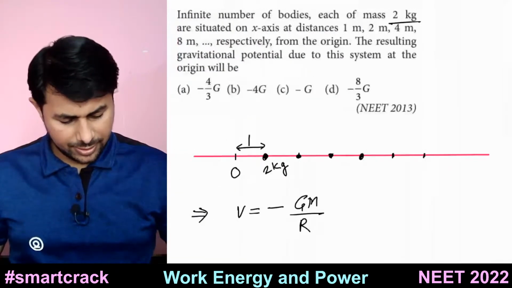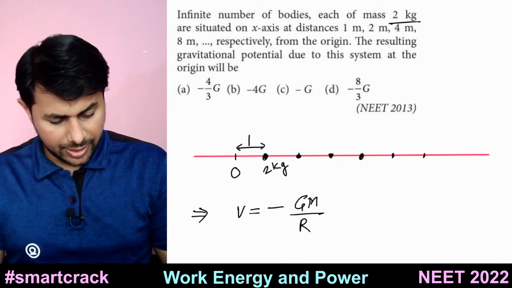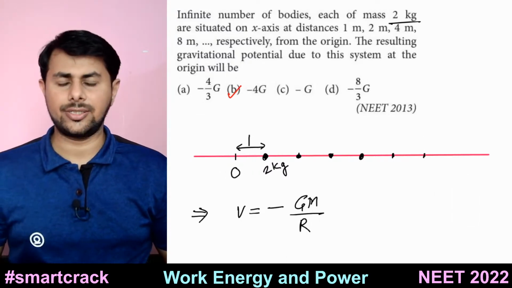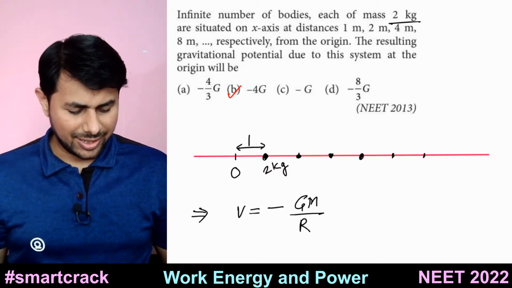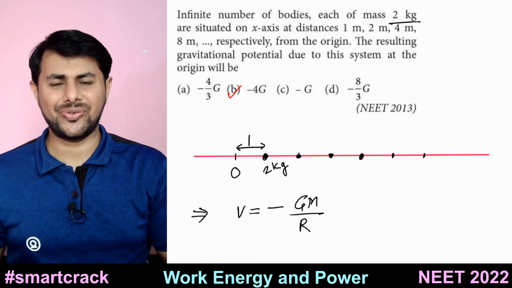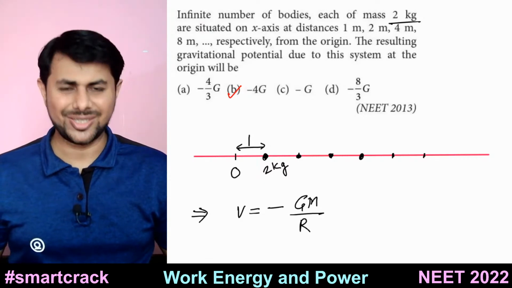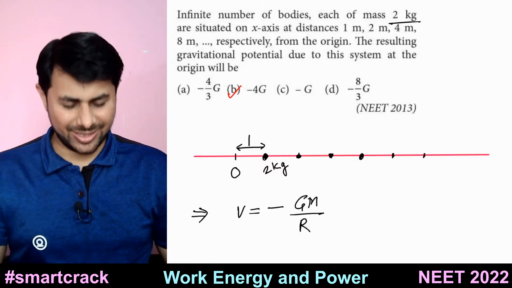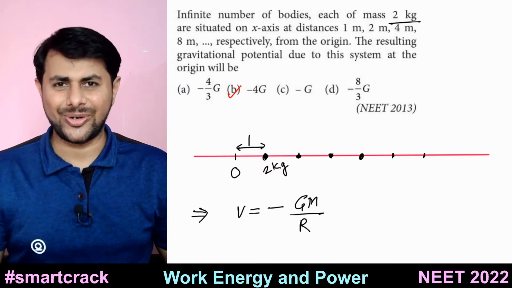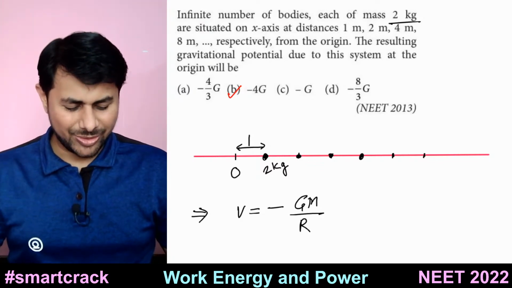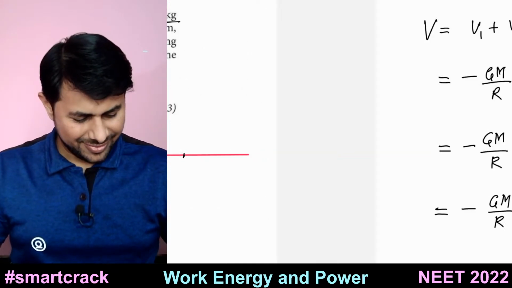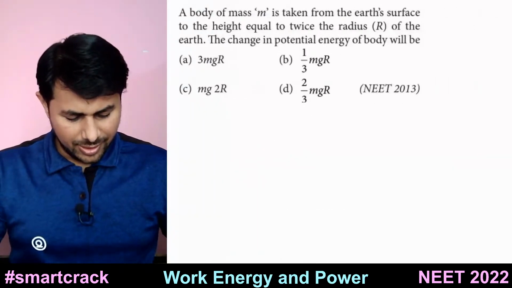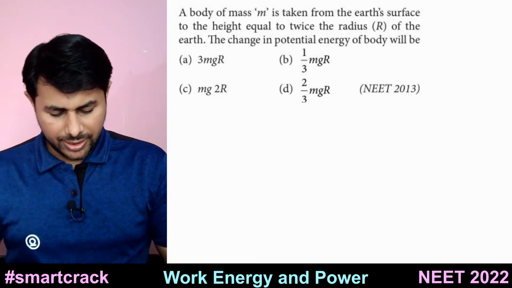Let's check. Yeah, so option B is minus 4G, and that is our answer. Okay, so I guess this was the best question of all. Somewhat mathematics was involved, somewhat thinking was involved. So this was a good question. So minus 4G is the answer for this question. All right, then let's move on to the next question.